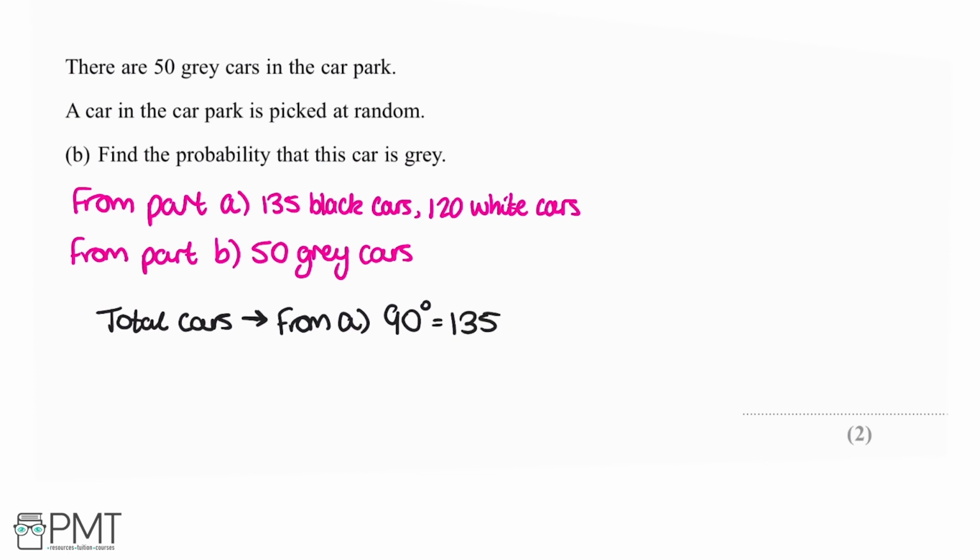Now to get the total, we're thinking about a pie chart. So in a pie chart, the total is going to be 360 degrees. So to get to 360 from 90, we multiply by 4. So doing that to this side as well, we're going to get 540. So that means that there are 540 total cars.